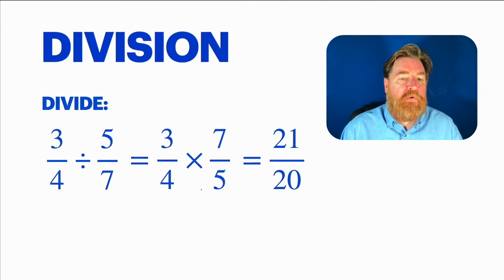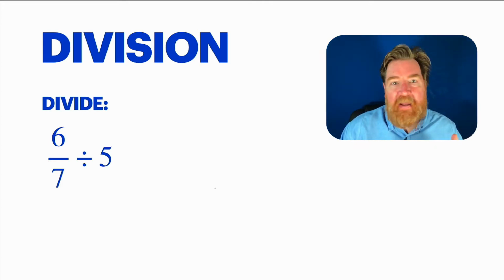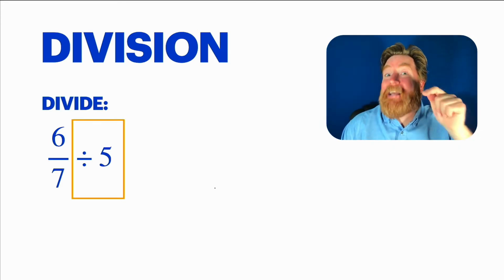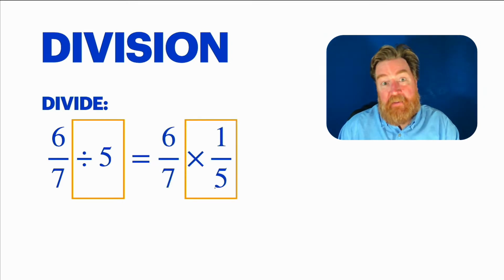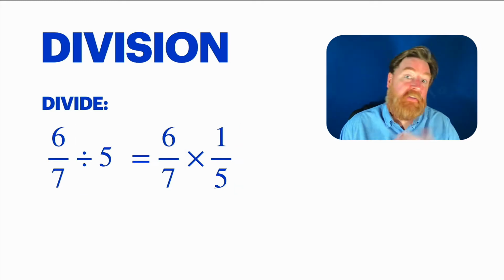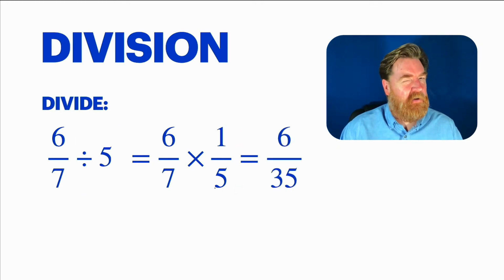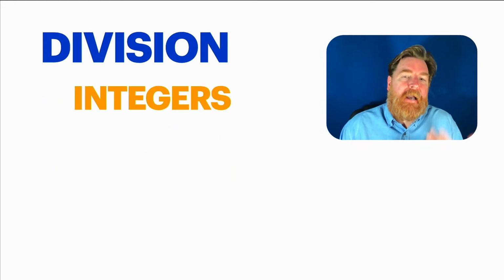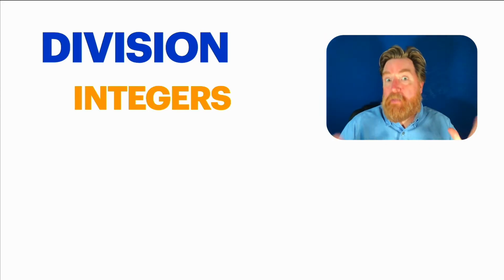All right, here's another one. Let's say you want to do 6/7 divided by 5. You guys understand dividing by 5 is the same as multiplying by its reciprocal. So times 1/5. So 6/7 times 1/5. Straight across, we're good to go, 6/35. Looking okay?